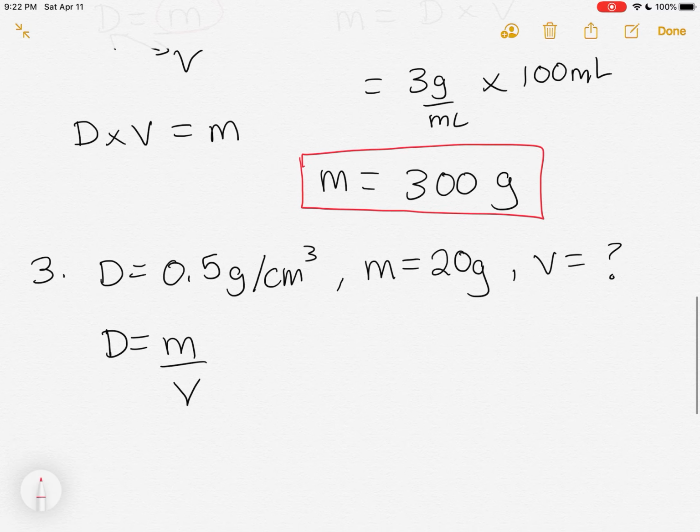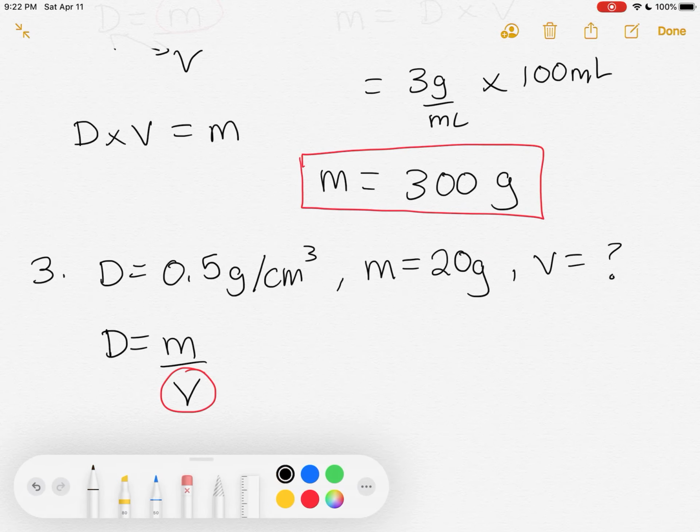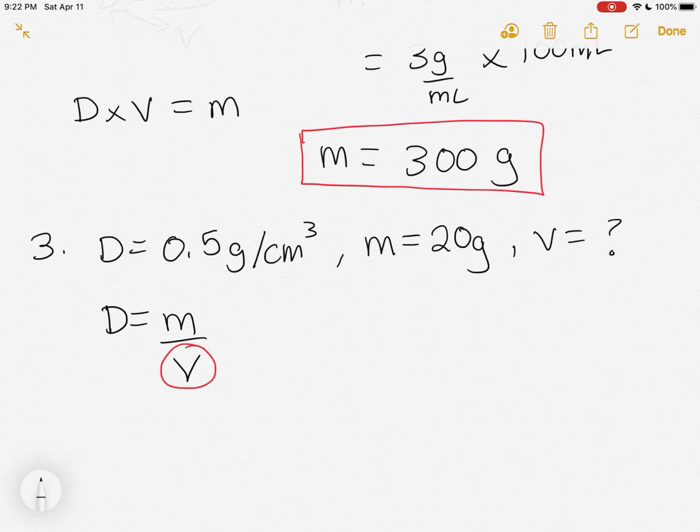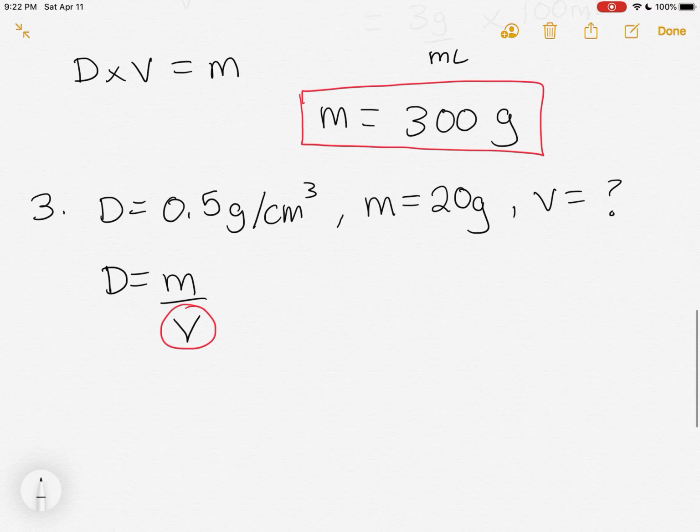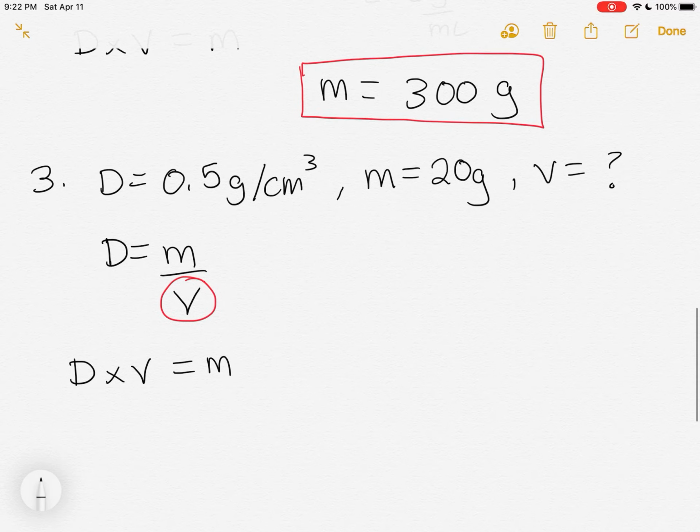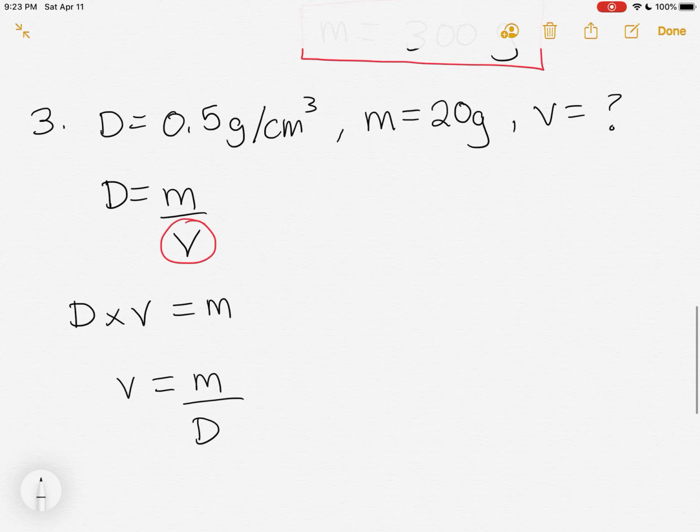Only this time, we are going to have to rearrange this equation so that we can solve for the volume. So it's going to be a little bit more complicated to rearrange. So when we rearrange here, we're going to have density times our volume will be equal to our mass. But we don't want mass by itself, we want volume by itself, which means we then have to divide both sides by density. So our volume is going to become our mass divided by our density. And we're just rearranging using our algebra rules.